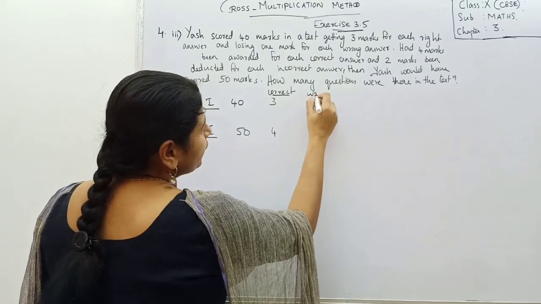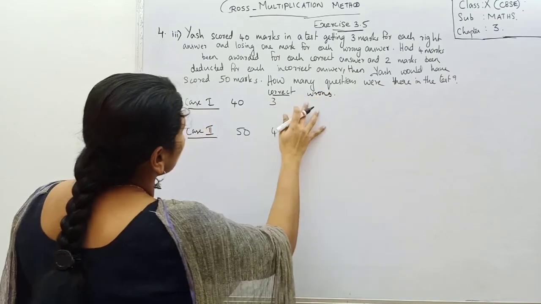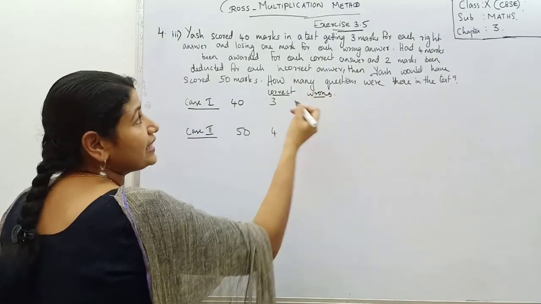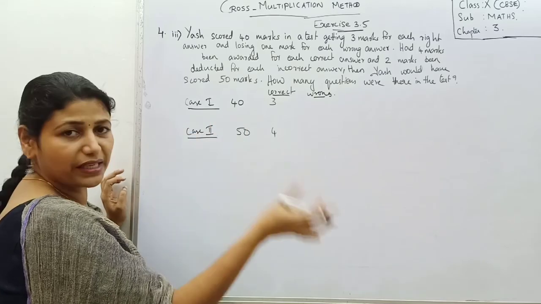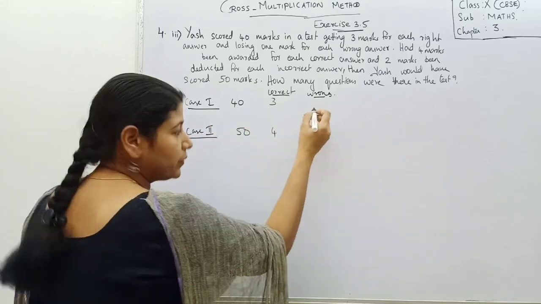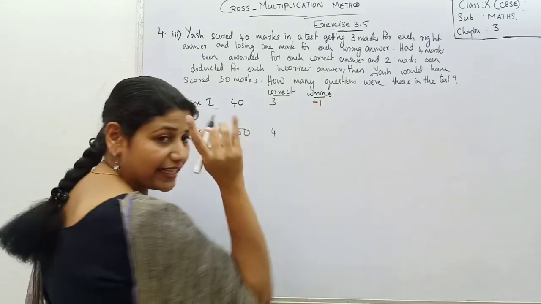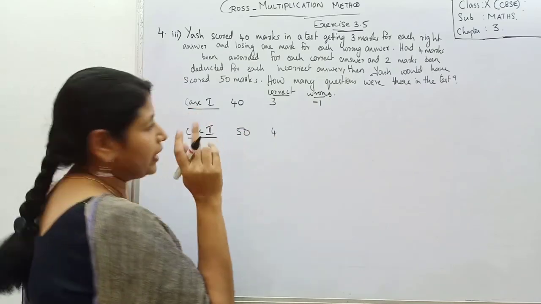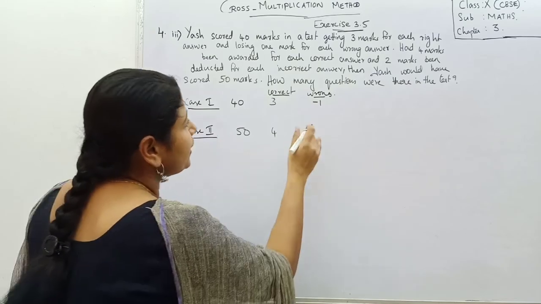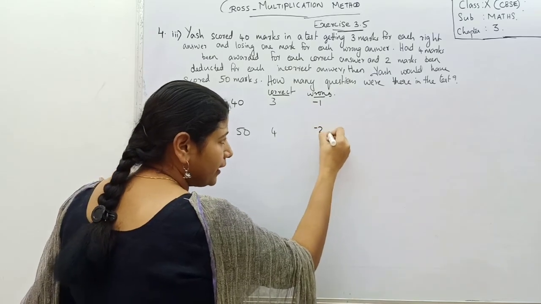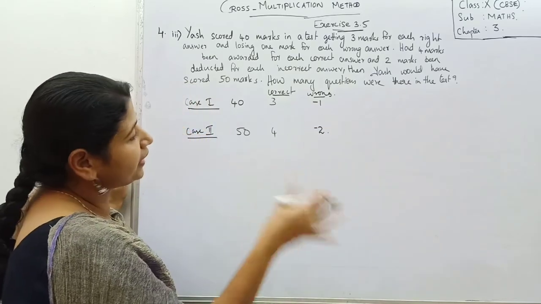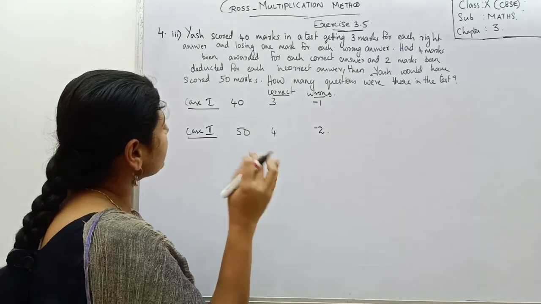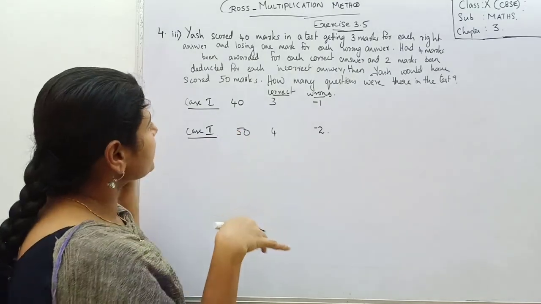And what about the wrong one? For each wrong answer, he would get negative 1 marks. That means 1 mark should be deducted from the marks. Okay, so we can write negative 1. For 1 wrong answer, he would be deducted 1 mark. In this case, he has to be deducted negative 2, that means 2 marks from the marks he got actually. Okay, so these are the 2 cases.